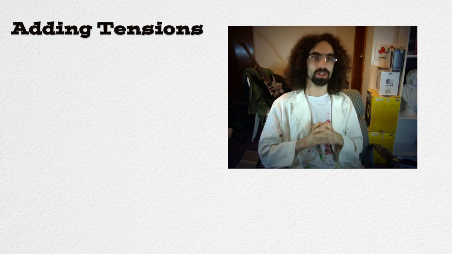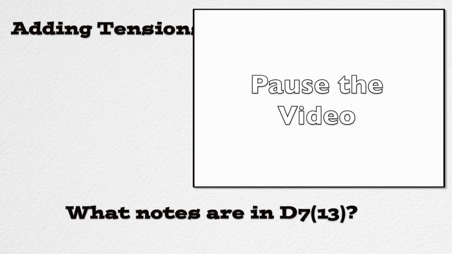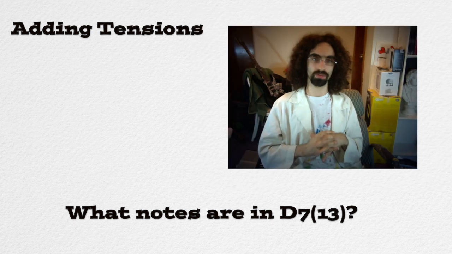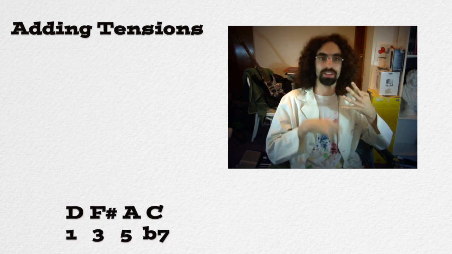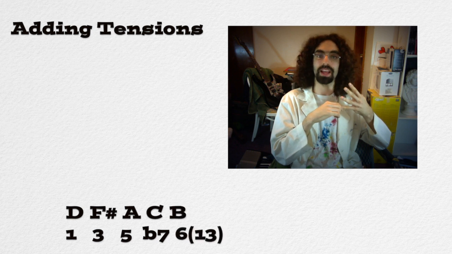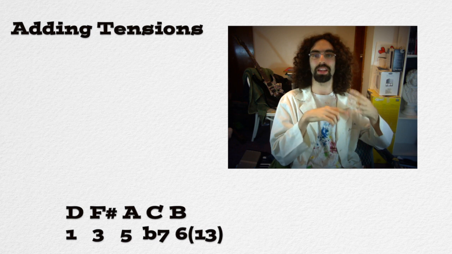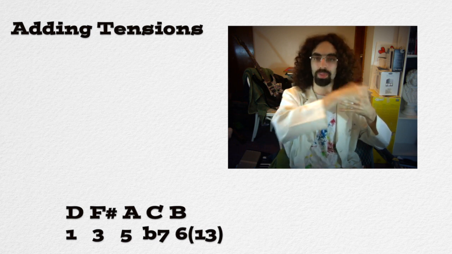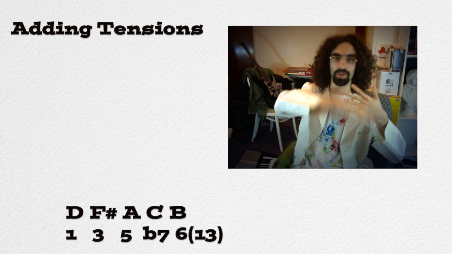Same thing. So what notes are in a D7/13 chord? Well, first you form D, F sharp, A, C. That's your D7 chord. And then you add the 13, or the 6, which is D, E, F sharp, G, A, B. B is the 6, so you add B. You end up with D, F sharp, A, C, B for your answer. So D7/13 is D, F sharp, A, C, B.